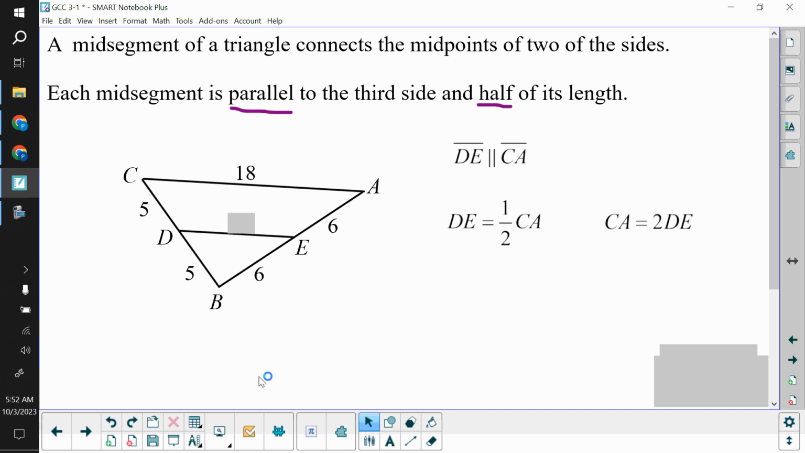So knowing that, take a moment, share in your groups, what would the length of DE have to be? And hopefully you were able to share that it should be 9 because it should be half the length of the third side.